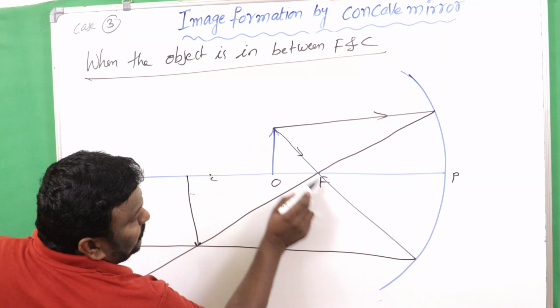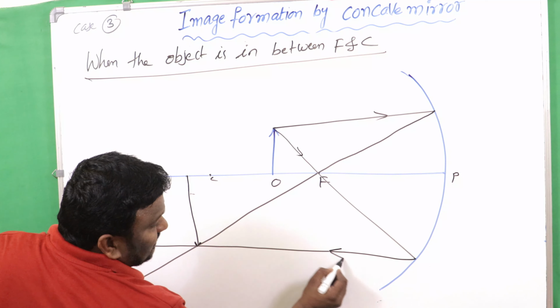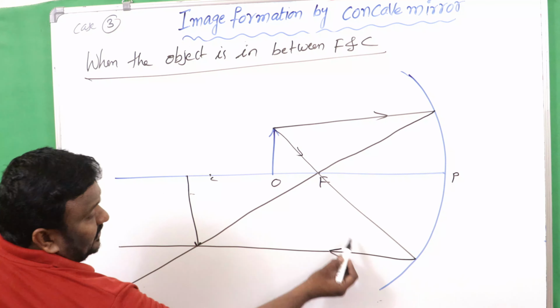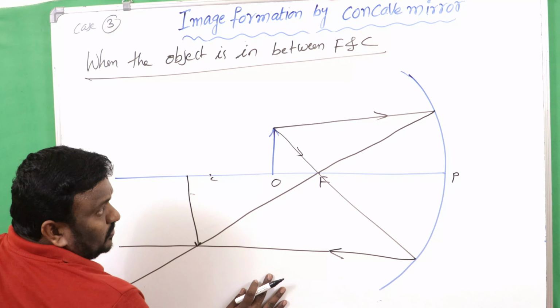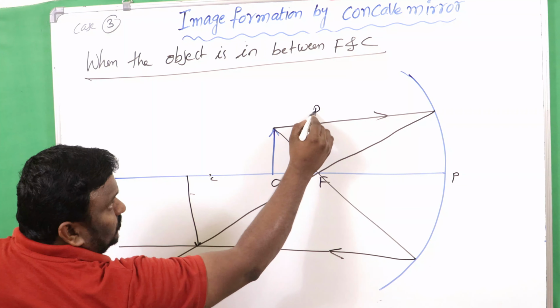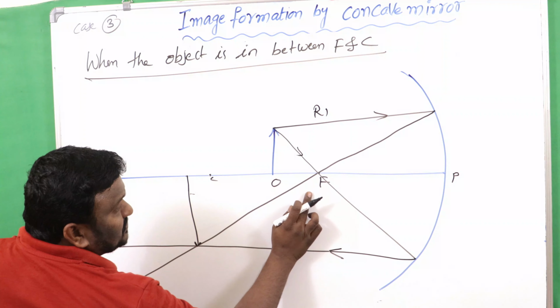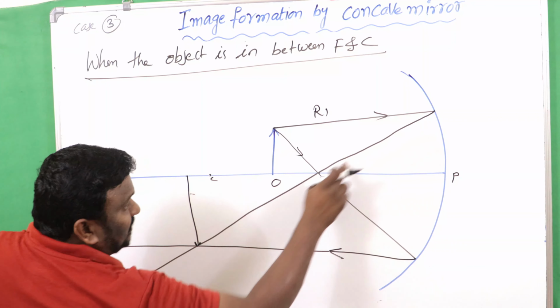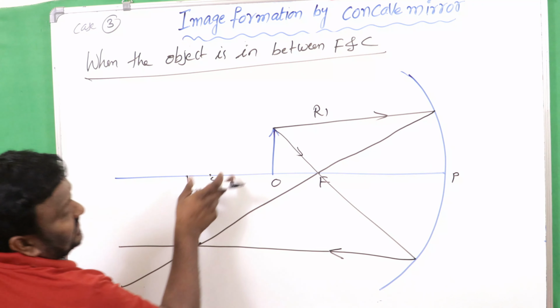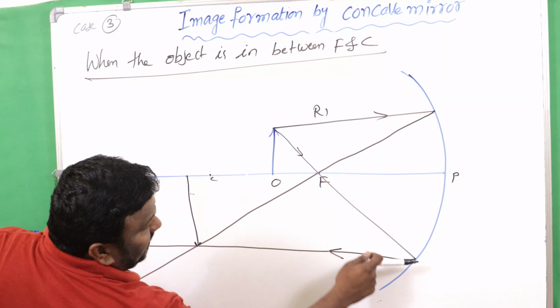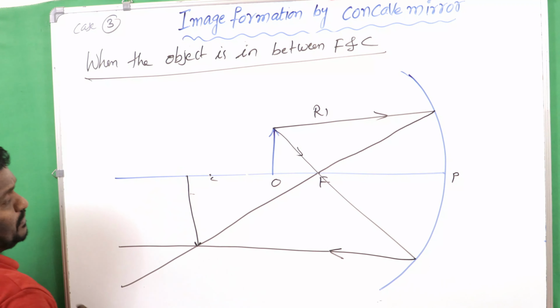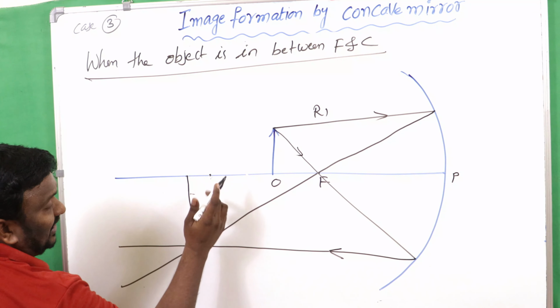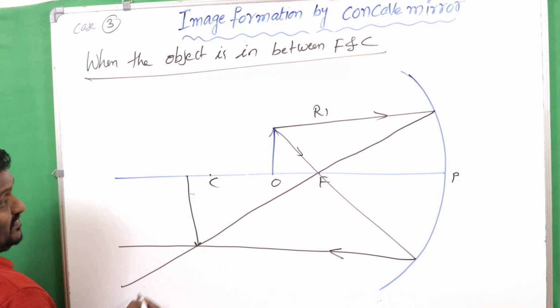This is the second ray. It is passing through the focus. After reflection, it comes like this. How is it? It is parallel to the principal axis. So this is the first one: the ray is parallel to the principal axis, and after reflection, it is passing through the focus. And the second ray is passing through the focus, and after reflection, it is parallel to the principal axis. Now where are we getting the image?